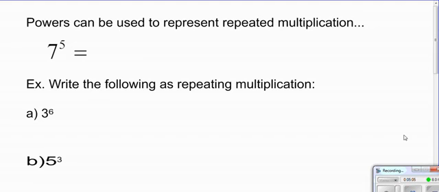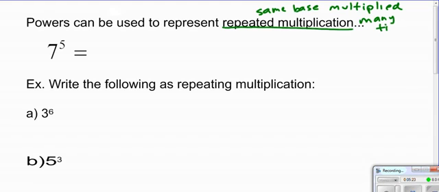Okay, so when we have repeated multiplication, what that means is the same base multiplied many times. So basically anything where you have that base more than once is repeated multiplication. In this case, if we remember, the 7 is our base, the 5 is our exponent, and the exponent tells us how many times that base has been multiplied together.